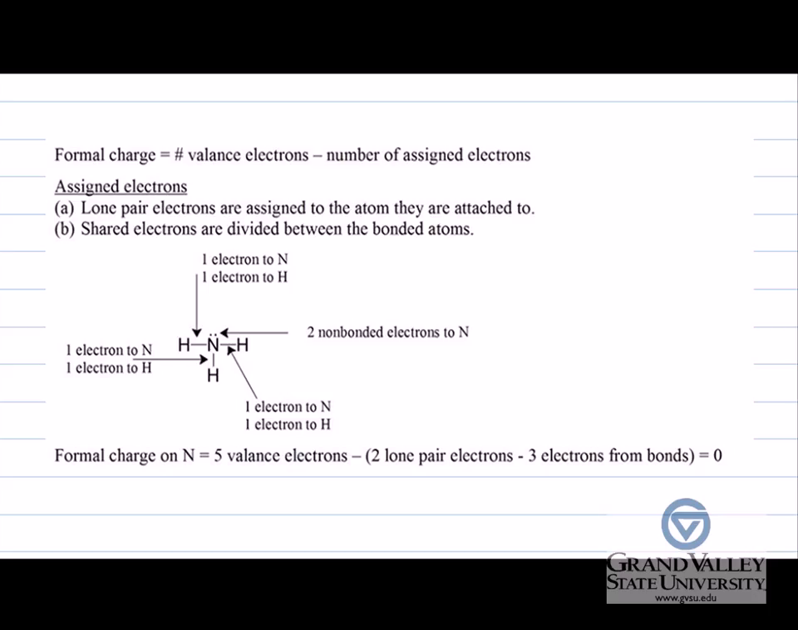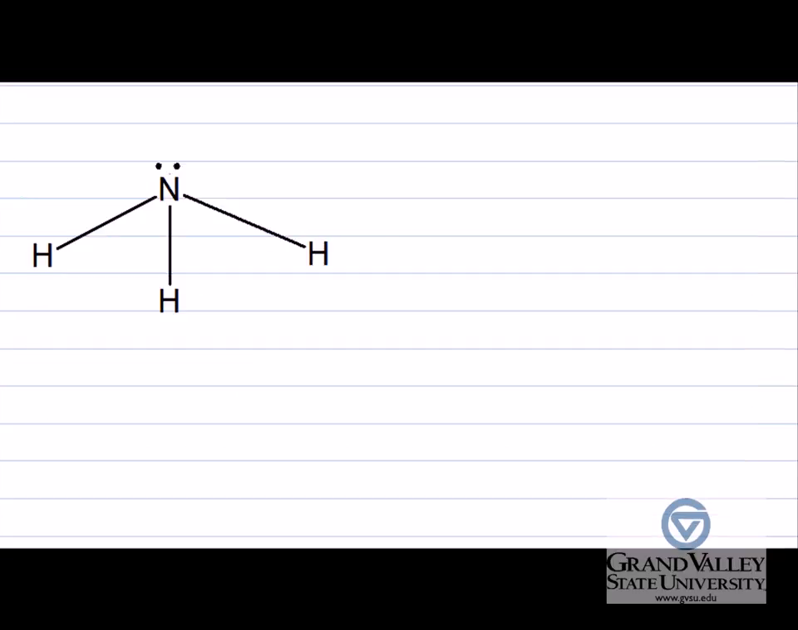When we say the number of assigned electrons, we need to consider A, the number of lone pair electrons that are assigned to the atom, and B, the shared electrons that are divided between the bonded atoms. Now let's calculate the formal charge on the atoms in ammonia.